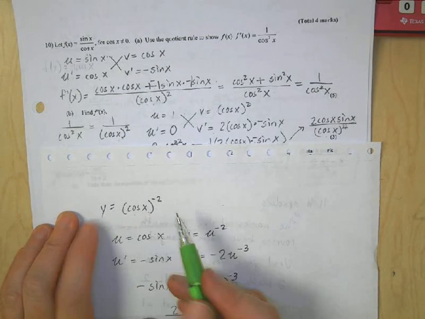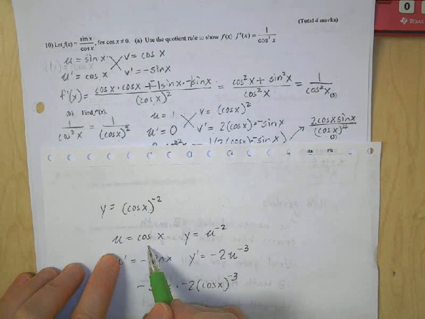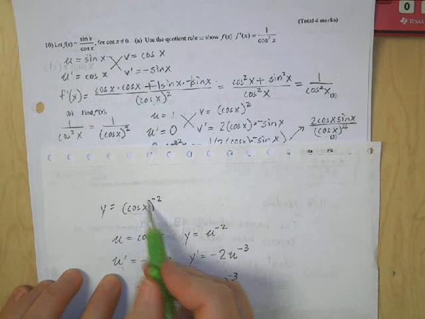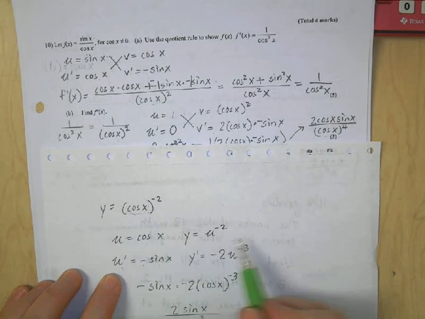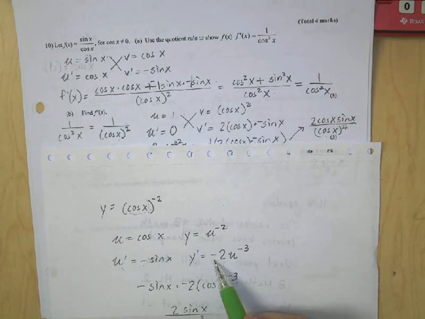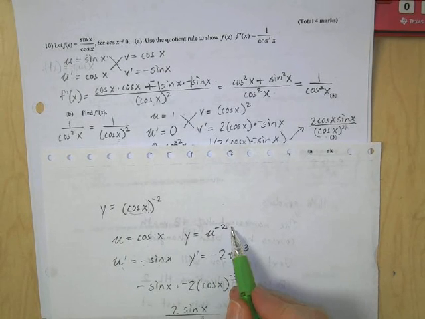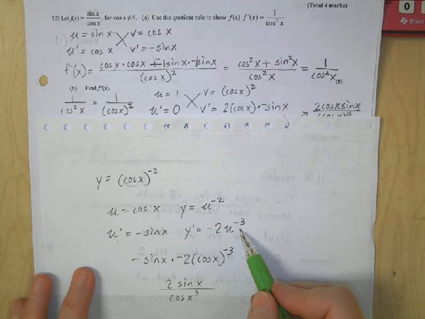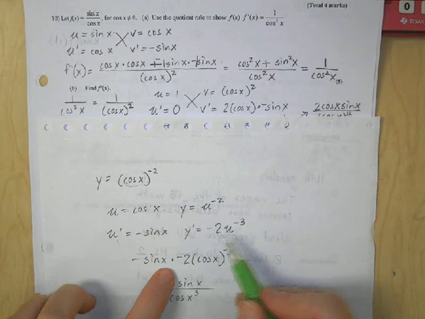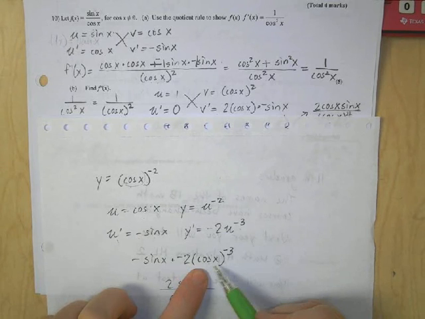So then my u is cosine x. The derivative of that is negative sine x. And then if this is u, I can write u to the negative 2. The derivative of that is I bring down my negative 2, minus 1 for my exponent, which gives me negative 3. And then I multiply these together, negative sine x times negative 2 times cosine x to the negative 3.